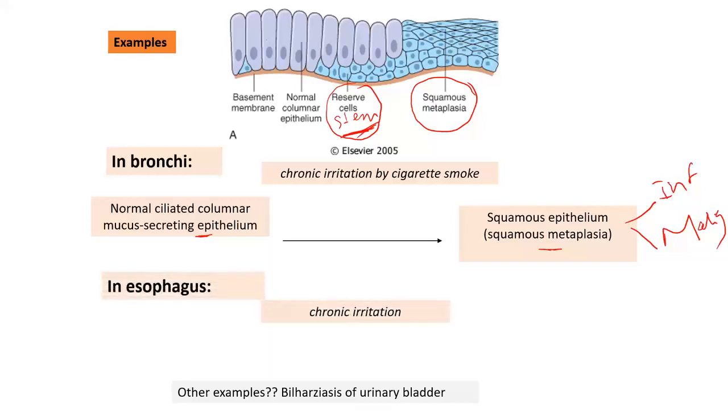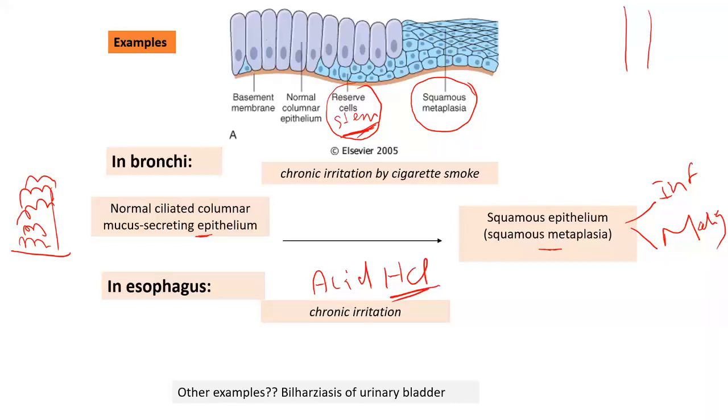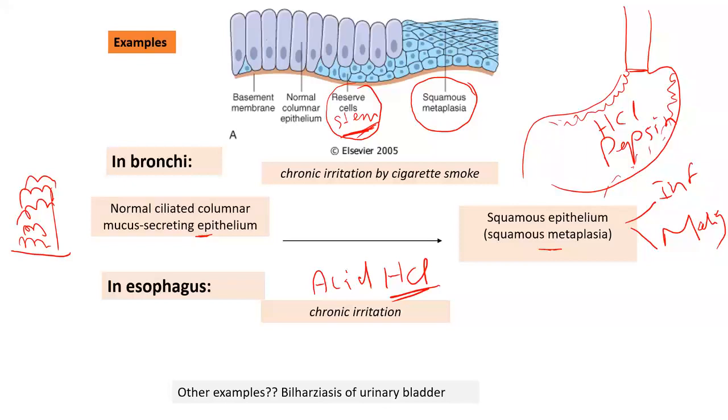Another form of metaplasia occurs in the esophagus. Remember that the esophagus is lined by what? It is lined by stratified squamous epithelium. So this is a tough epithelium. Why does it change? It changes due to chronic irritation by stomach acid, HCl. So if I have regurgitation, look at this, you have the esophagus and you have the stomach here, and you have the gastroesophageal junction here.